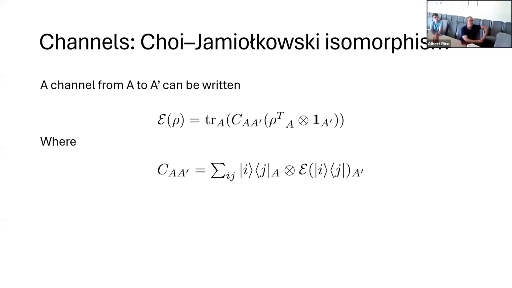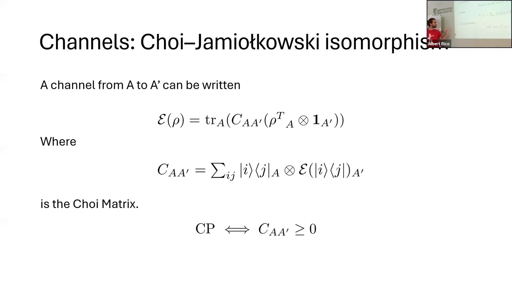You can obtain it like this: you have the maximally entangled state and you apply the channel on one side. If this channel is completely positive, then the Choi matrix is positive semidefinite. If this channel is trace preserving, then the partial trace over the output gives the identity. That's the condition. We only need to know this.